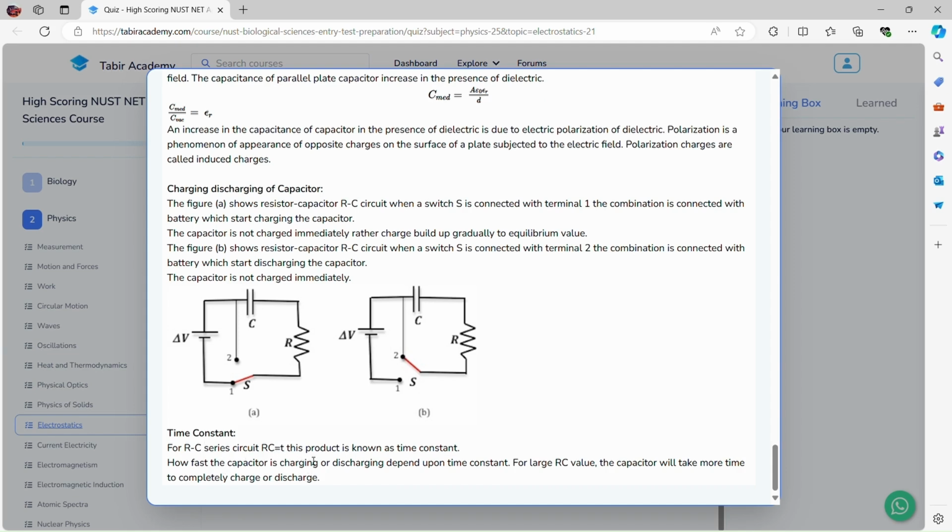Time constant for an RC series circuit: RC equals τ. This product is known as the time constant. How fast the capacitor is charging or discharging depends on the time constant. For a large RC value, the capacitor will take more time to completely charge.